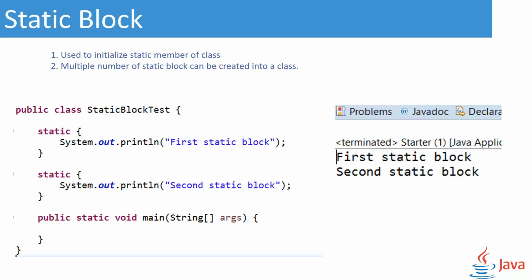In this example, we can see that we have not written anything in the main method. In spite of that, we get output. This is because the static block is executed at the time of loading of the class. So whenever the class is loaded, the static block will be executed first, then the main method gets a chance to execute.